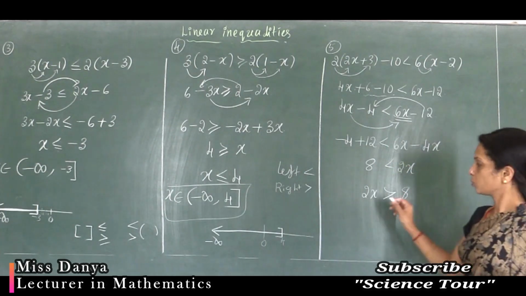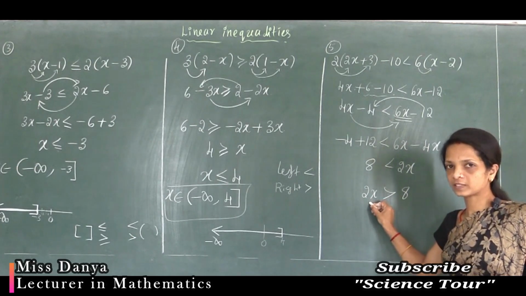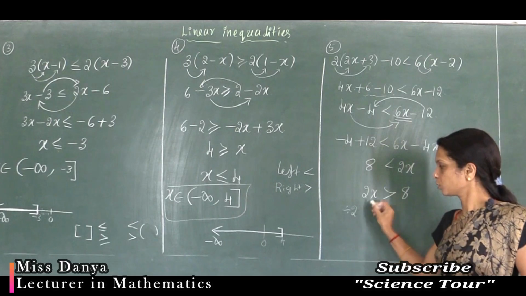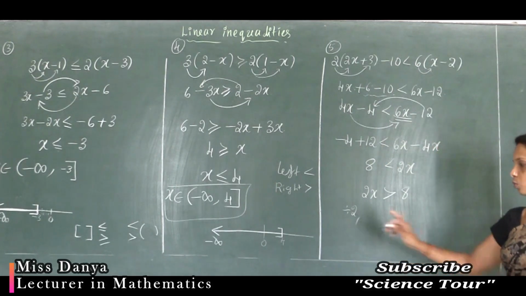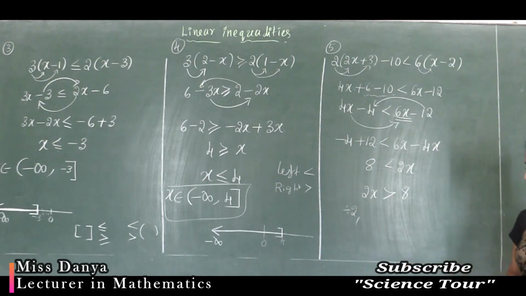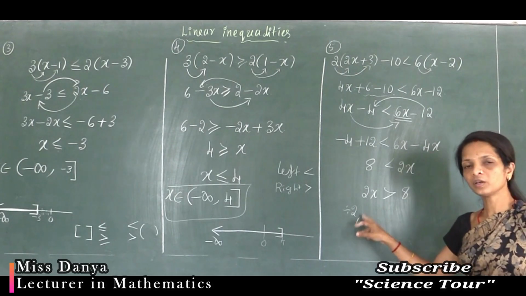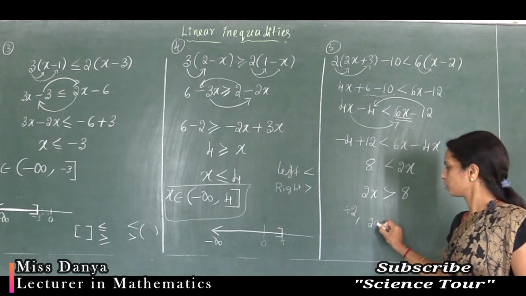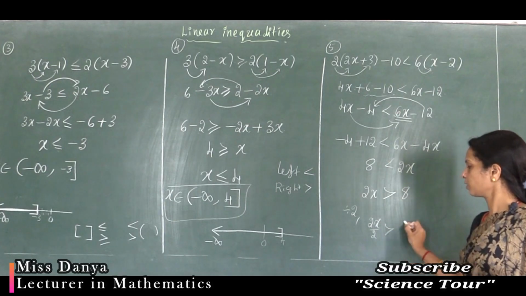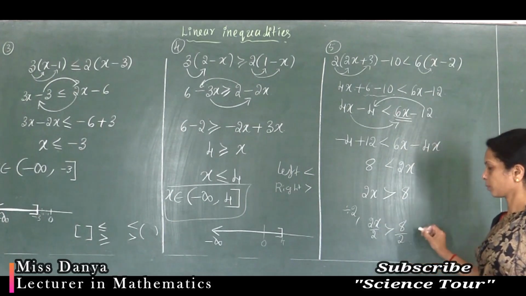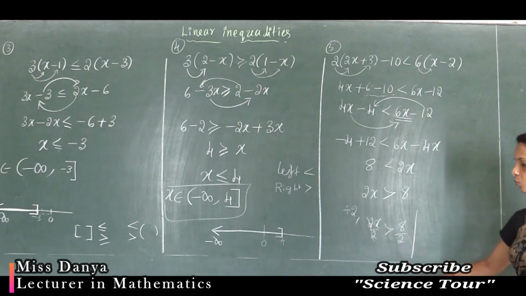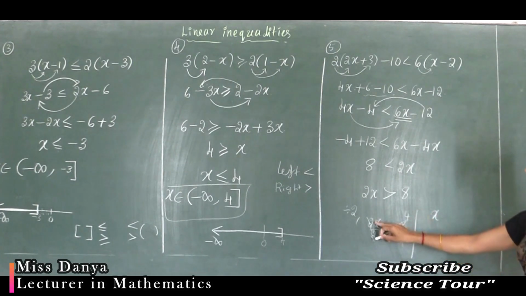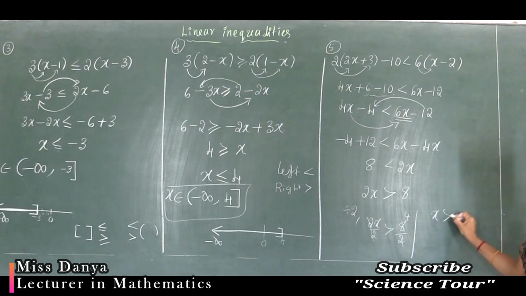Now you have to make the coefficient of x 1, but here you have into 2. To cancel that, what you have to do? You have to divide by 2 on both sides of the inequality. If you divide by a positive number, the inequality remains as it is. So 2x divided by 2 is greater than 8 divided by 2, and that gives you what? 2 ones are 2, 2 fours are 8. So you will get x on the left side and greater than 4.